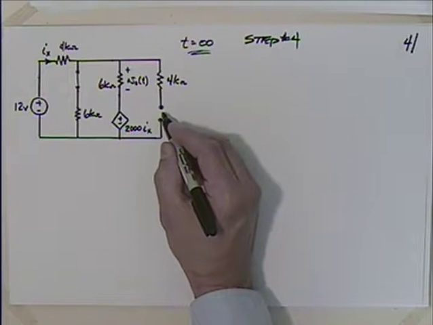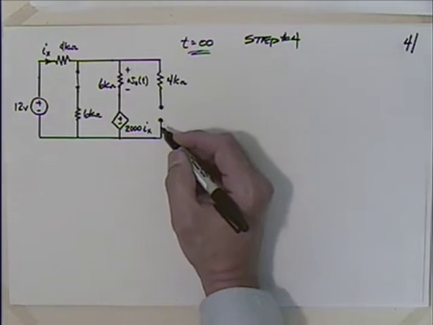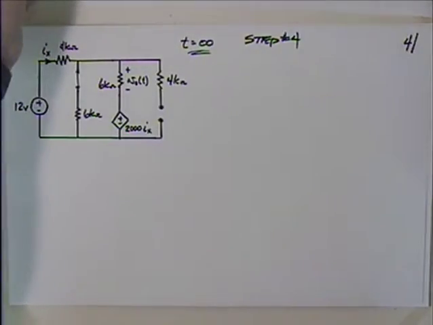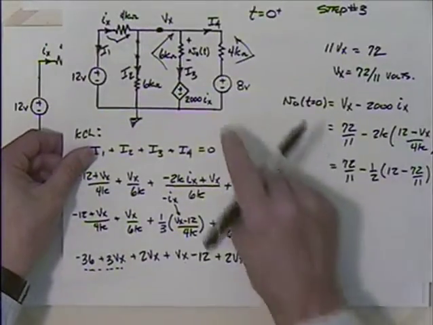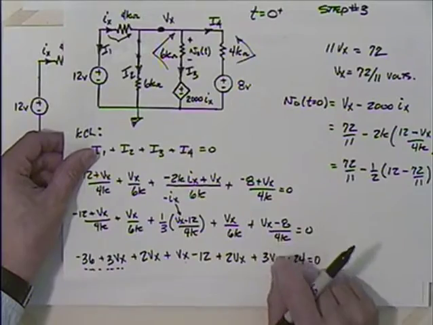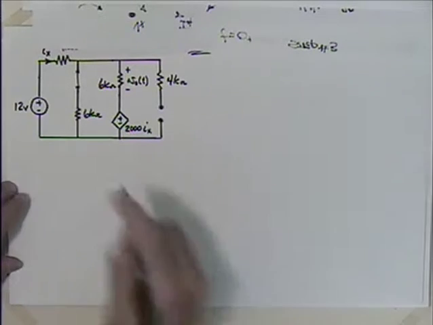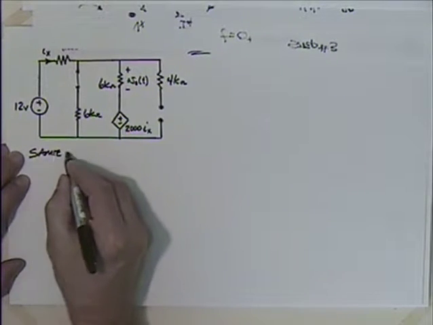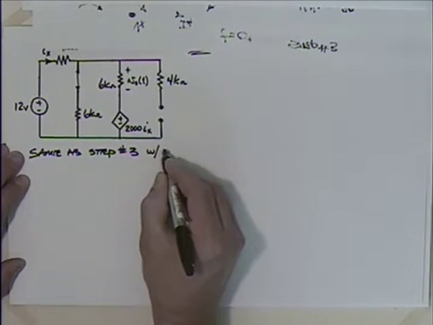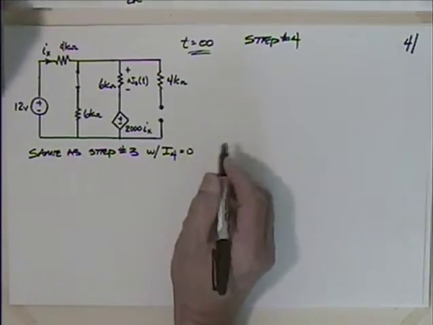The capacitor looks like an open circuit at infinity, so we open that up. So what are we going to have? Well, we're going to have something that is very similar to what we did before. If we go back and look at this, it's virtually the same here, except I4 goes to 0. Exactly the same. So we could say same as step number 3 with I4, this current there, being equal to 0.